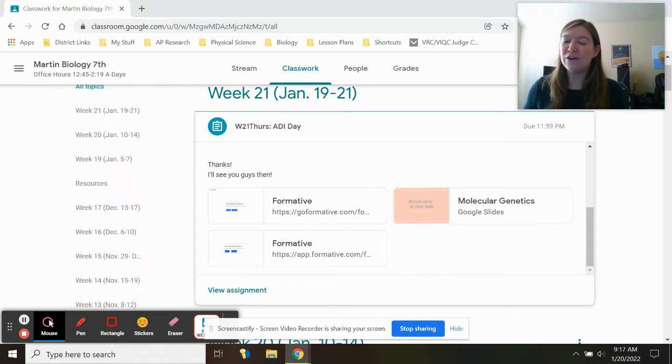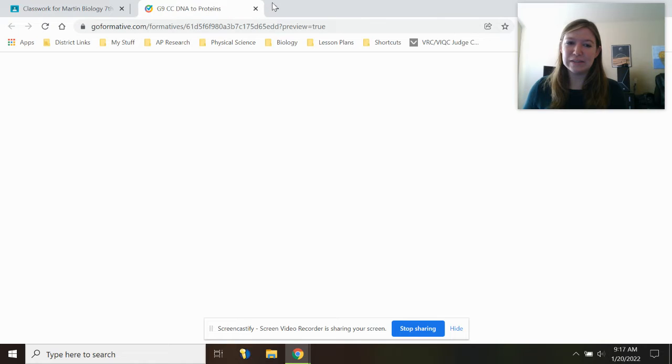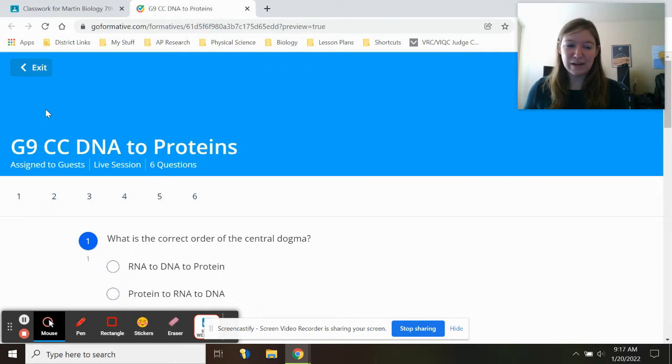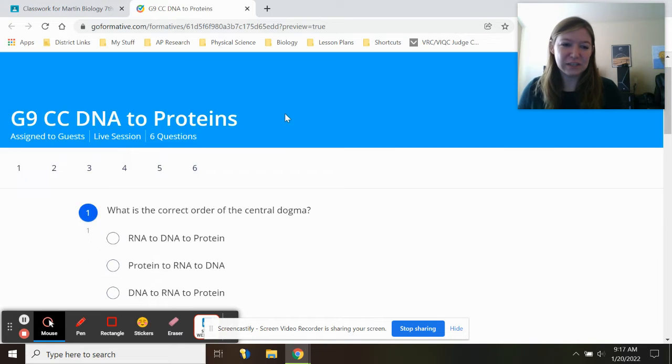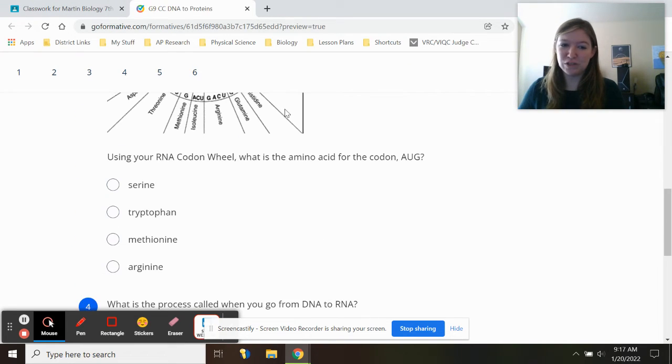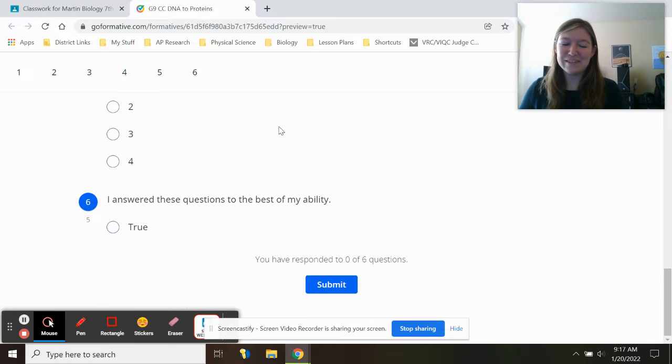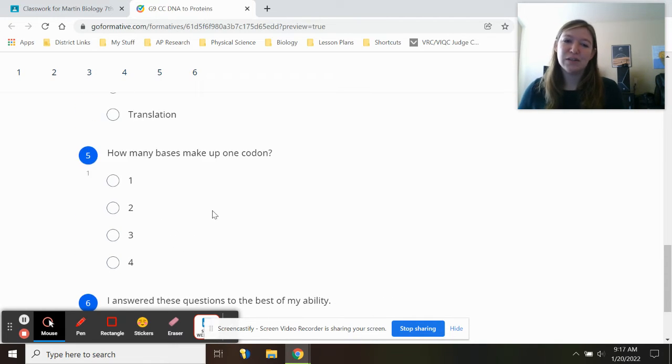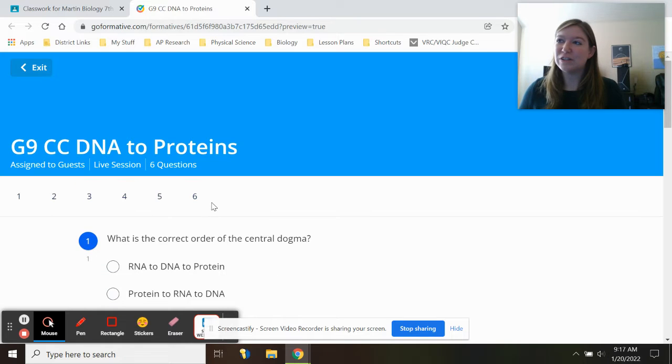One of them is a concept check that we ran out of time to do last Friday. On this concept check, you're going to click on one of these formatives and it's going to open up and say G9, so goal 9, CC for concept check, DNA to proteins. There are 5 multiple choice questions, almost said 6. The 6th one is just I answer the questions to the best of my ability. This basically helps us regrade this on the right scale. So I would like you to go ahead and answer that one.